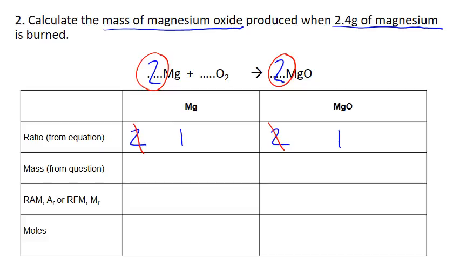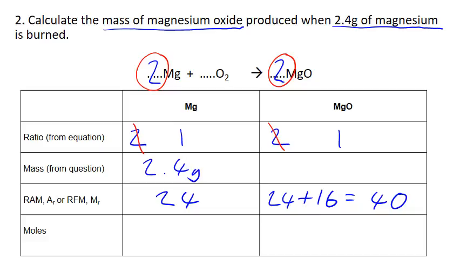Okay, so the next step, I'm going to fill in the masses that I know, and I'm being told here that I've got 2.4 grams of magnesium. I don't yet know the mass of magnesium oxide produced, so I'm going to leave that blank. Again, going to look down and find the atomic masses or the formula masses. And because magnesium is an atom, I'm going to use its atomic mass, which from the periodic table is 24. And for magnesium oxide, you need to do a little bit more work, and that one is 1 magnesium plus 1 oxygen, so that's 24 plus 16, gives me an MR of 40.